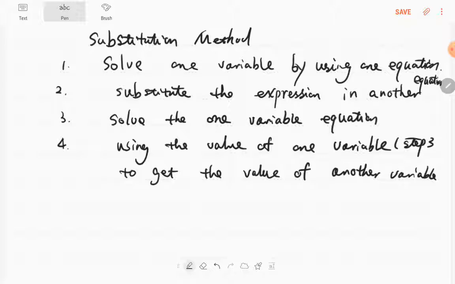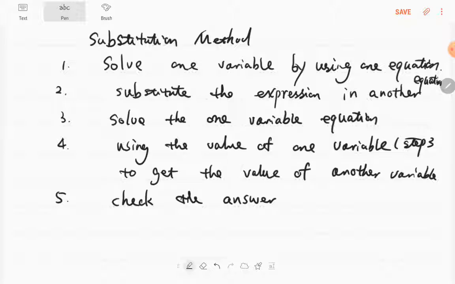If we already know the value of x, then we go back to the equation to find the value of y. So after these 4 steps, we can get the x value and the y value. So we already get the ordered pair. So the last step is just check the answer, check if it's the solution for the system. Okay, so that's the general procedure for the substitution method.